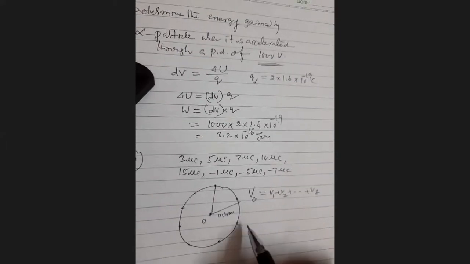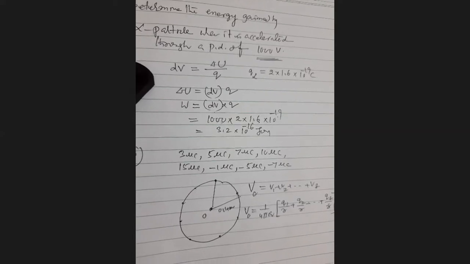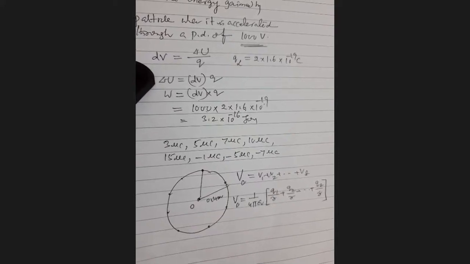So that gives V0 equal to 1 by 4 pi epsilon naught, which is common, times Q1 by R, Q2 by R and so on up to Q8 by R, because all are on the circumference of the circle. So here the distance is the same, equal to the radius. That equals 1 by 4 pi epsilon naught, 9 into 10 power 9. Take R also common, it is 0.4 meter given.